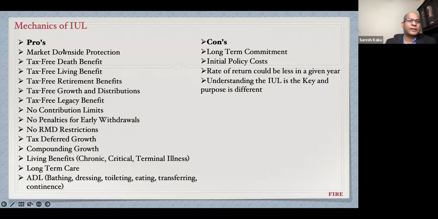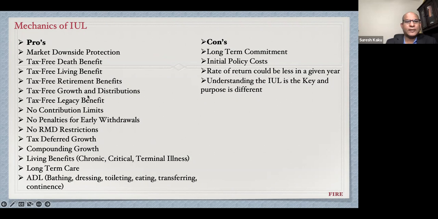Okay, so the mechanics of IUL. The pros: market downside protection. Like I said, when the market goes down, we don't lose cash value. The death benefit is tax-free, and there are living benefits, which are also tax-free. When you start taking out the money for retirement, that money is also tax-free. So it's not only tax-free during retirement. You can take the money anytime whenever there's a cash value. For example, last week, one of my clients, he's building another karate dojo, so he took out some money to pay for it. You can take it anytime. It's not like you have to take it at retirement. And the growth and distributions are all tax-free.